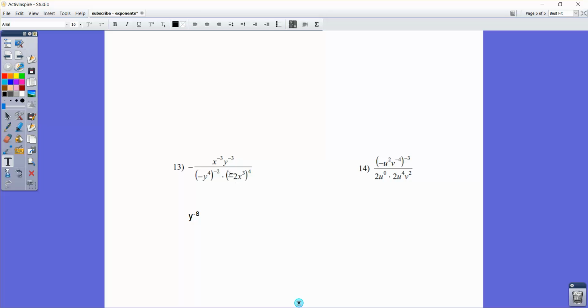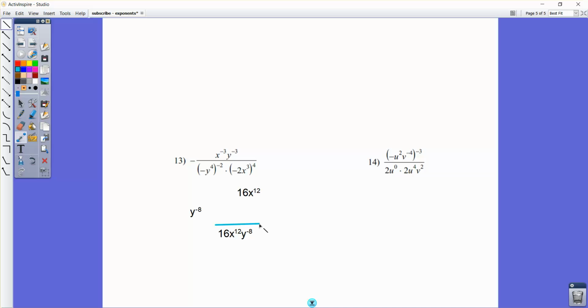Then we have this negative 2 x to the 3rd all to the 4th. Well, negative 2 to the 4th, that's an even exponent, right? So that whole thing here is going to become 16. Negative 2 to the 4th is positive 16, x to the 12th, okay? So if I have this and I have this, that means my denominator is going to combine and become 16x to the 12th, y to the negative 8th. That's the whole denominator, right?